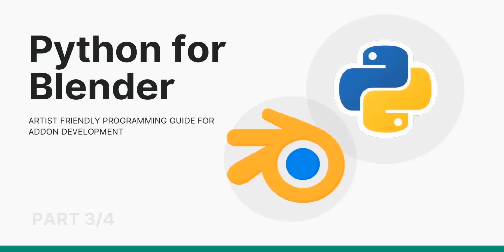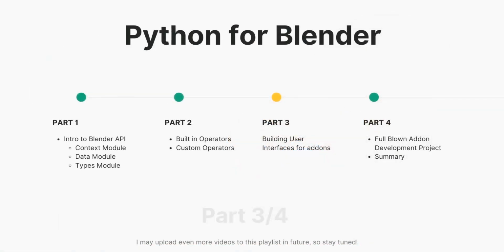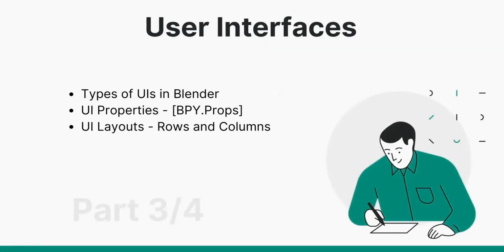This is part 3, and in this part we are going to take a look at how to create user interfaces for our add-on in Blender. So before creating user interfaces, we first need to know what are the different types of UI that we can create in Blender. So we will start by taking a look at what are the different types of UI that we can create in Blender.